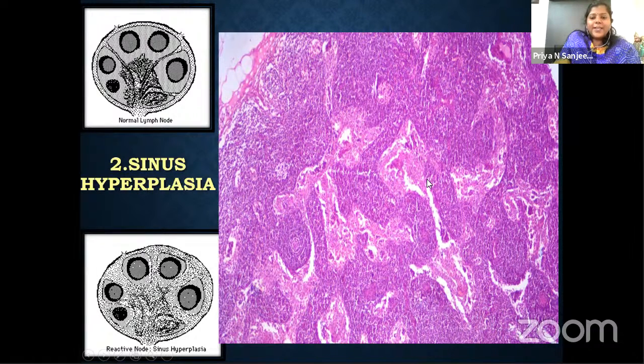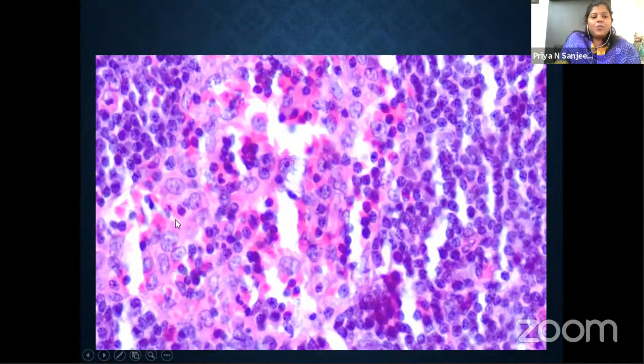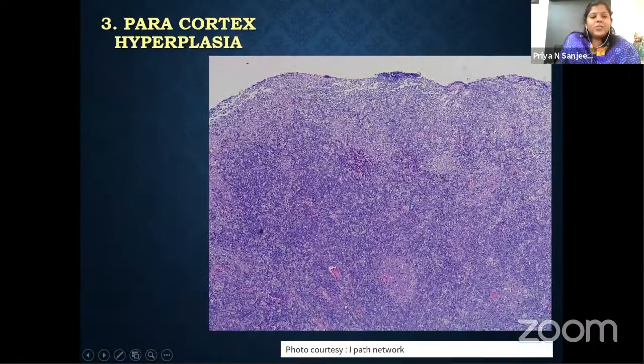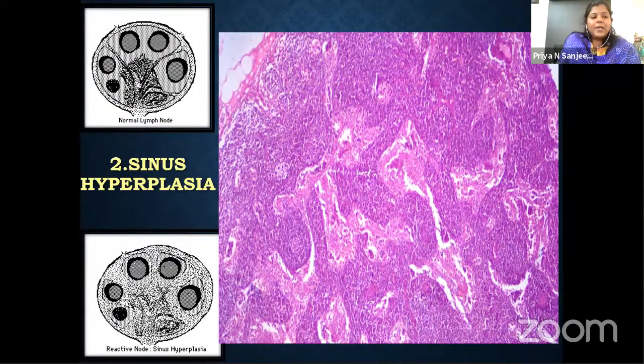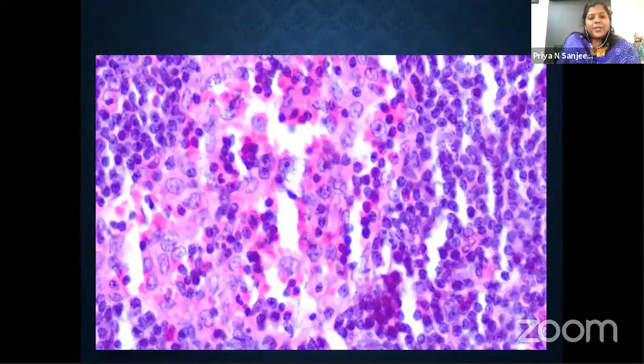These areas represent the expanded medullary sinuses, and they are filled with histiocytes. When it is filled with histiocytes, it is also called sinus histiocytosis. Sometimes it can be filled with lymphocytes also. This is the hyperplasia of the medullary sinus. These are the macrophages, and there are some lymphocytes and eosinophils. Sinus hyperplasia is common in viral lymphadenitis, Rosai-Dorfman disease and histiocytosis X.